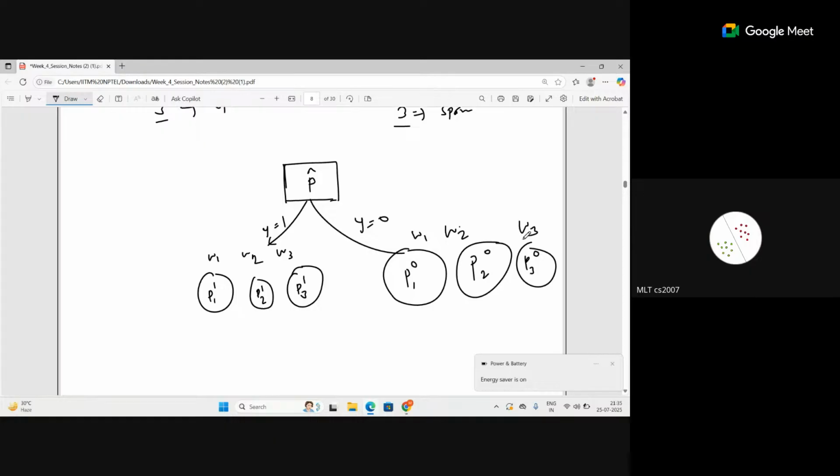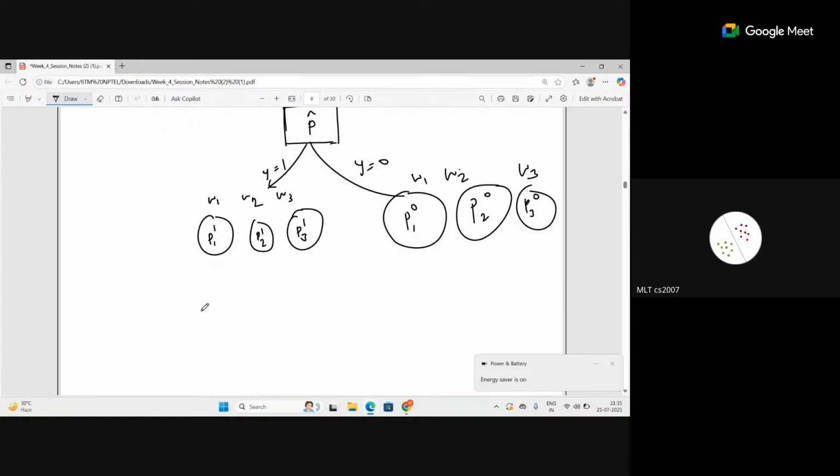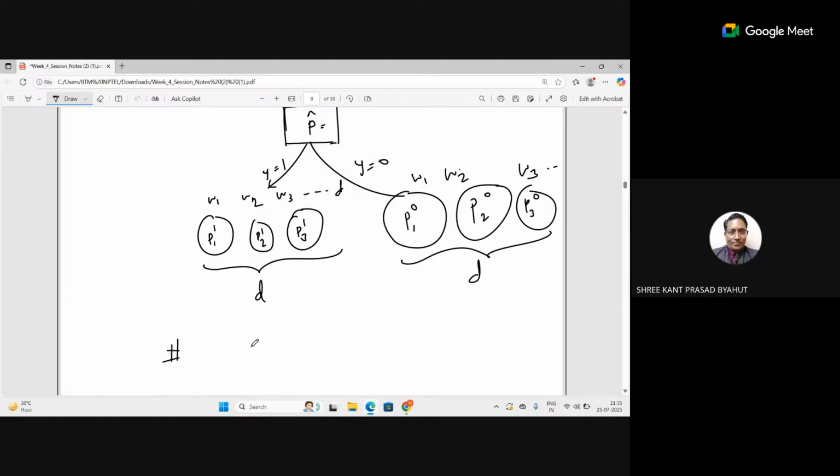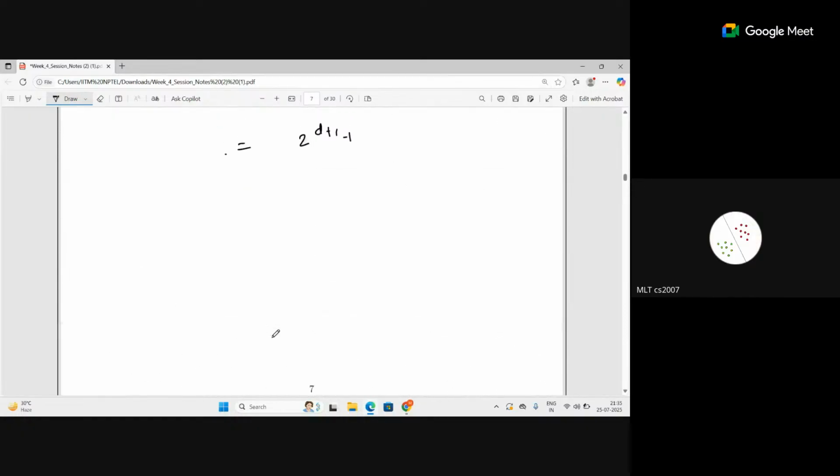So how many parameters do I need to find out here? Let's say you have D features. So how many parameters on this side? D parameters. Here, on the non-spam side, D parameters, and plus one this side. So the total number of parameters is 2D plus 1. And previously, how many did we need?